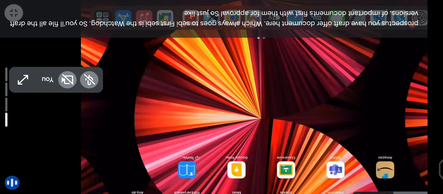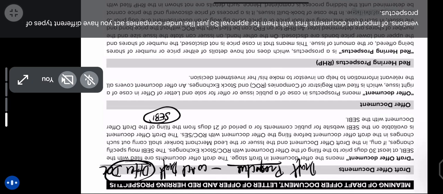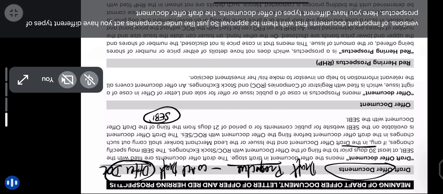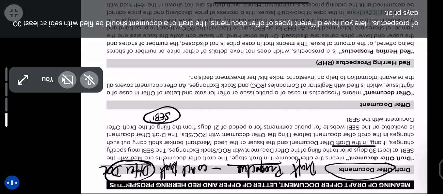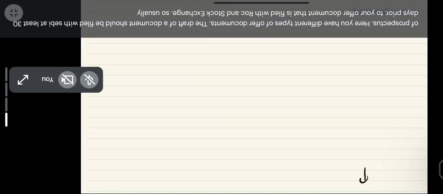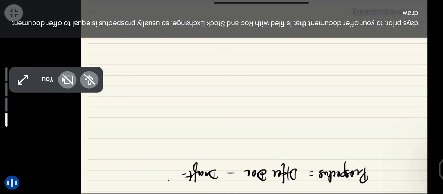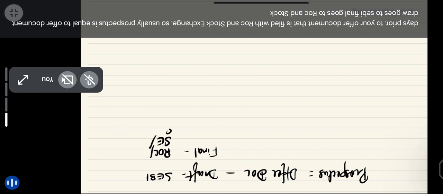Just like under the Companies Act, you have different types of prospectus, here you have different types of offer documents. The draft offer document should be filed with SEBI at least 30 days prior to your offer document that is filed with ROC and stock exchange. So usually prospectus is equal to offer document. Draft goes to SEBI. Final goes to ROC and stock exchange along with SEBI.